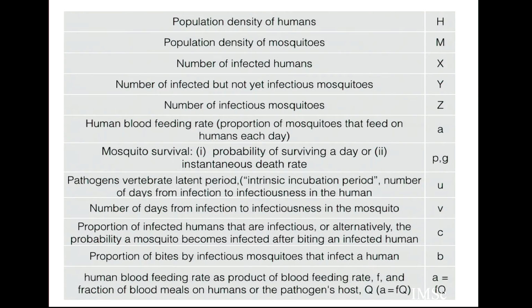So the human blood feeding rate is the proportion of mosquitoes that feed on humans each day. Mosquito survival is important because mosquitoes have to survive long enough to take up the blood meal, to infect, and then another mosquito must be able to come and initiate the cycle within the mosquito. Pathogen latent periods: that is the number of days from infection to infectiousness in the human, and the number of days from infection to infectiousness in the mosquito; the proportion of infected humans that are infectious, or the probability that the mosquito becomes infected after biting an infected human, and so on. All of these are large and important numbers.